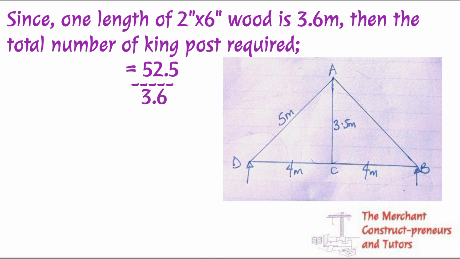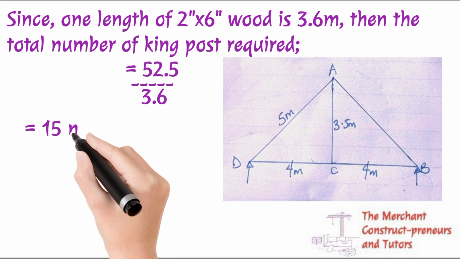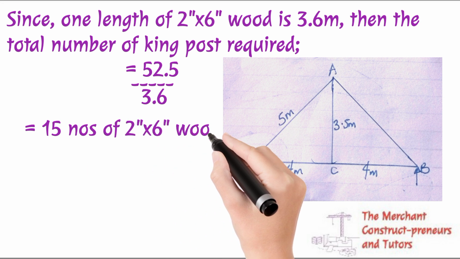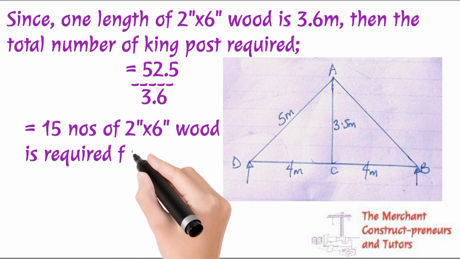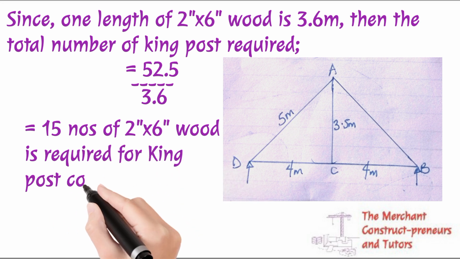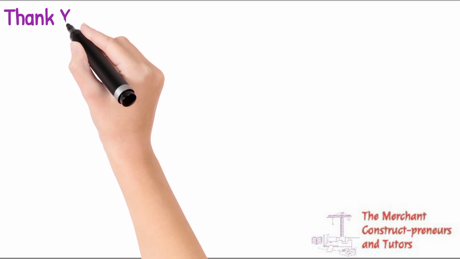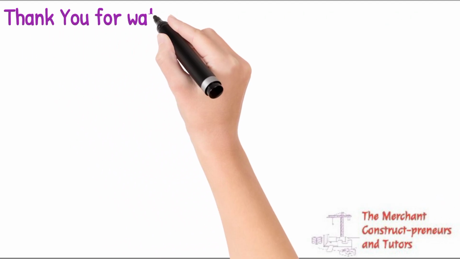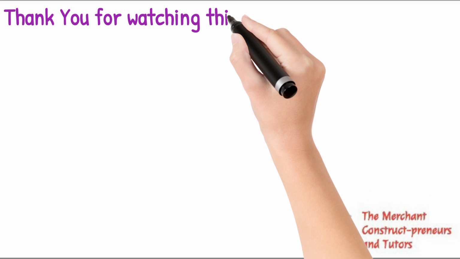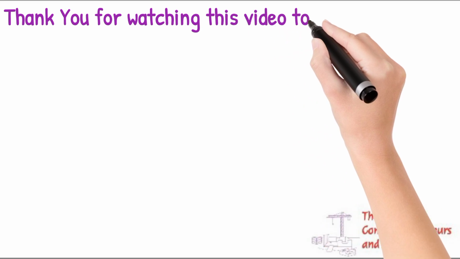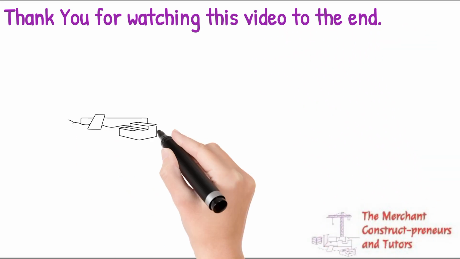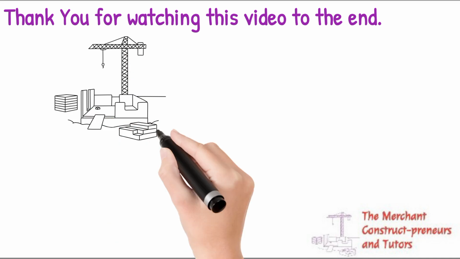So now, in the market, you cannot get 52.5 meters wood. So we need to know the standard and then know how many we are buying. So one length of 2x6 wood is 3.6 meters in the standard market length. So how many wood are we needing? So we are having 52.5 divided by 3.6. Now, we are having 15 numbers of 2 inches by 6 inches wood, as is required for the king post construction, right?